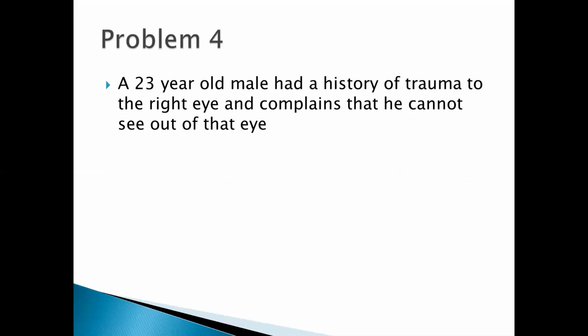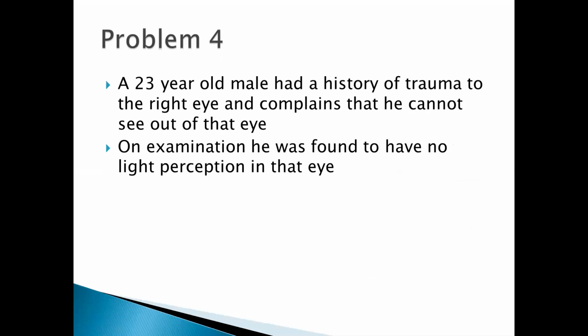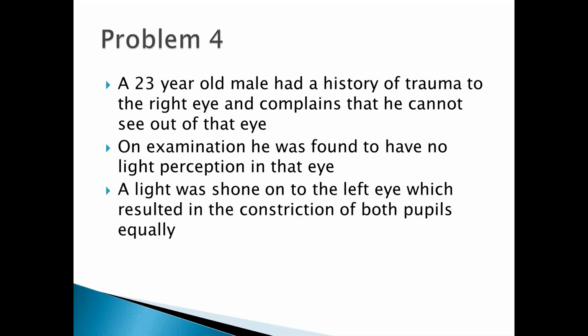A 23-year-old male had a history of trauma to the right eye and complains that he can't see out of that eye. On examination, he was found to have no light perception in that eye. So even if you shine a torch, he will not be able to say that there is light. A light was shone onto the left eye, which resulted in constriction of both pupils equally. So pupils are equal and reacting to light. Right?